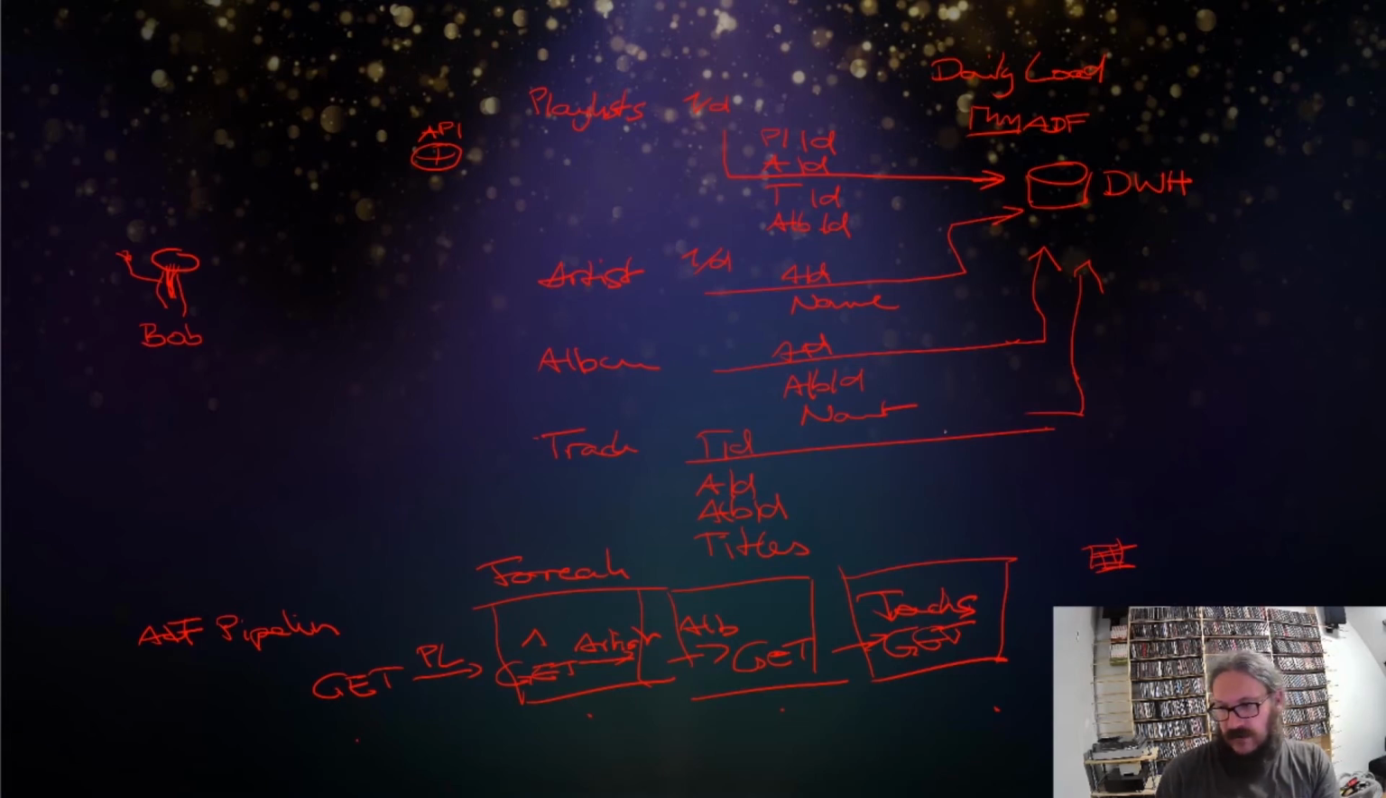What he could do is he could create an Azure function. Okay, so what will Bob do? Well, Bob would have his endpoint, his API that we already talked about, and Bob's Azure Data Factory would trigger an Azure function. Now that Azure function would call the API to get the artists, or get the playlists first. Okay? And then it would take the result and put them into a storage queue.